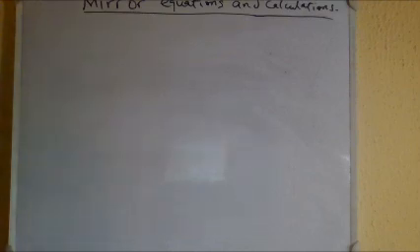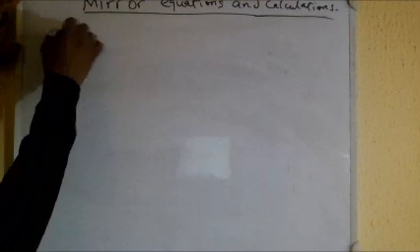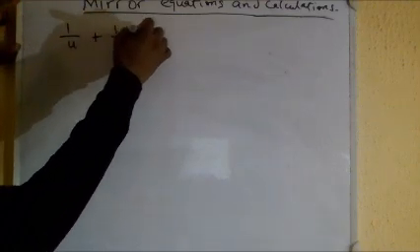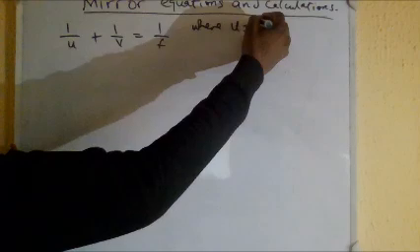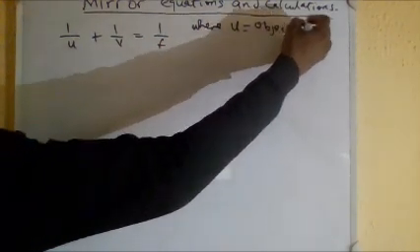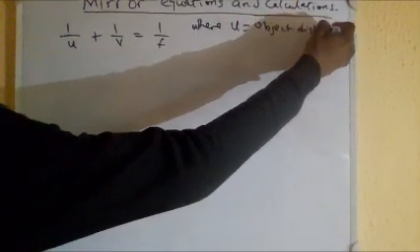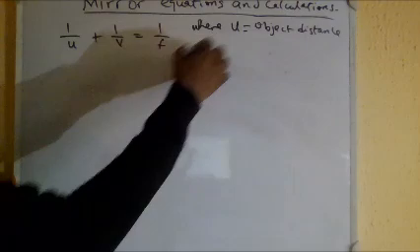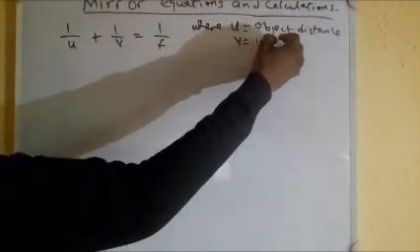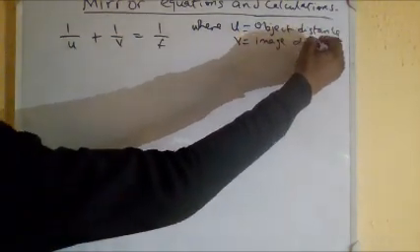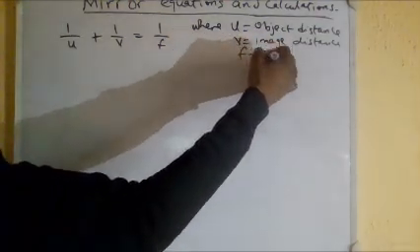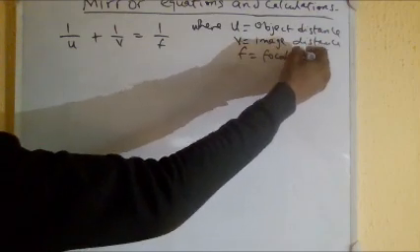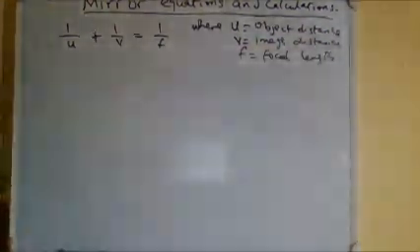It has been determined in the lab that the image, object, and focal length are related with this formula: 1 over u plus 1 over v is equal to 1 over f, where u is the object distance, that is, the distance of the object to the mirror, and v is the image distance, the distance from the mirror where the image is formed. And f is the focal length of the mirror. So the focal length comes with the mirror.